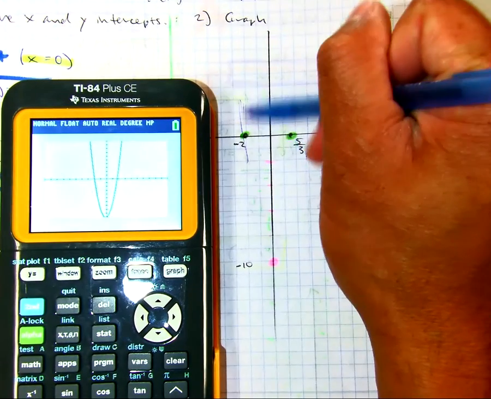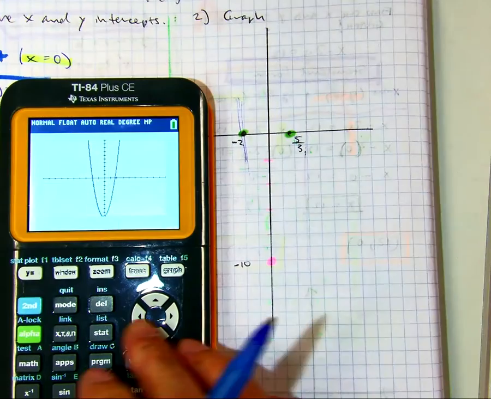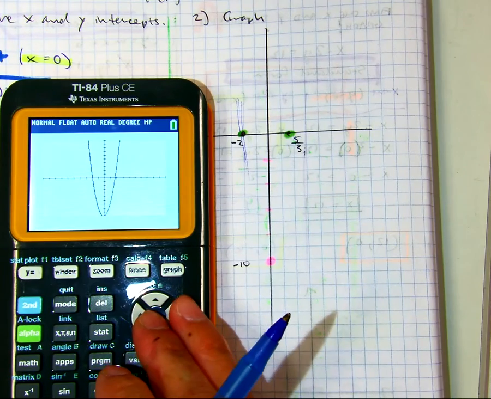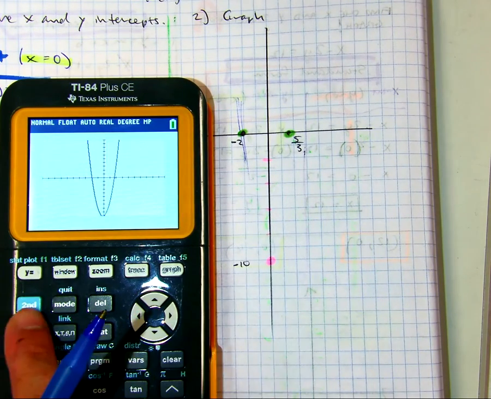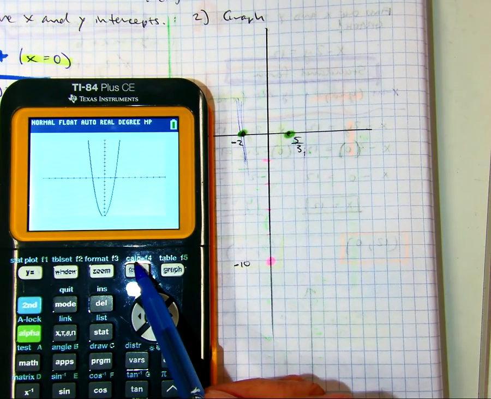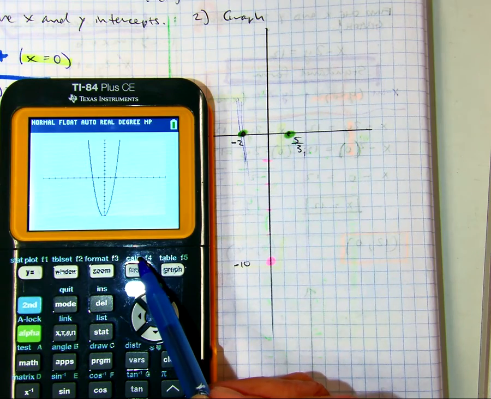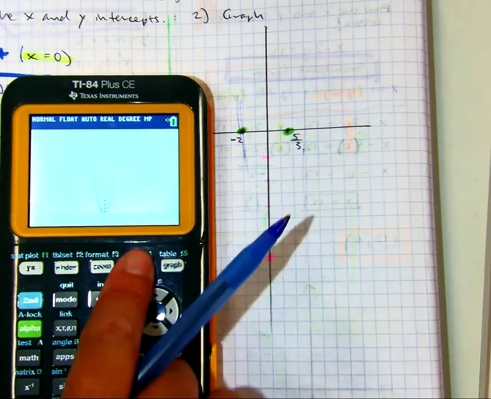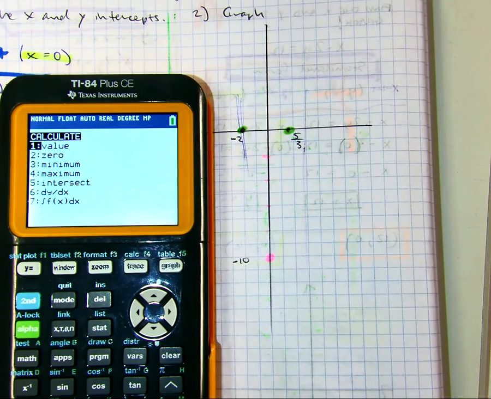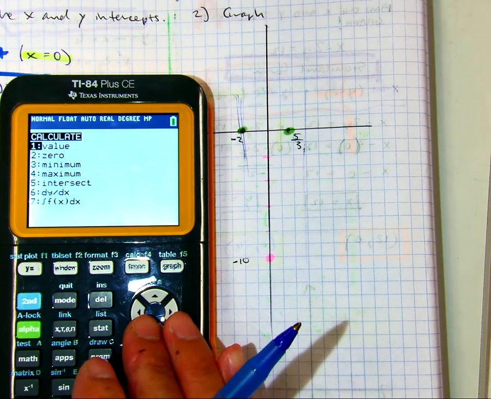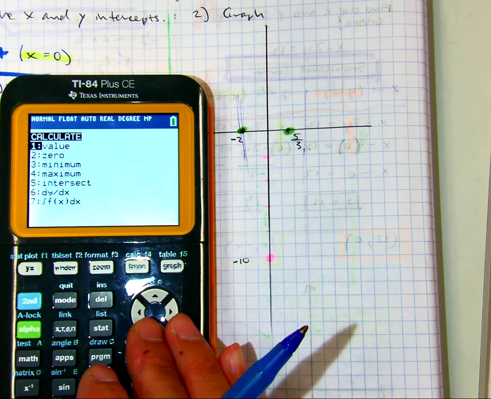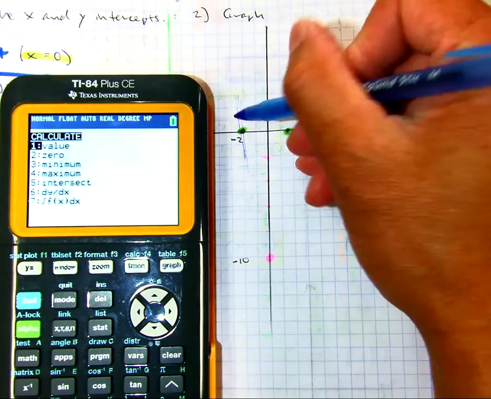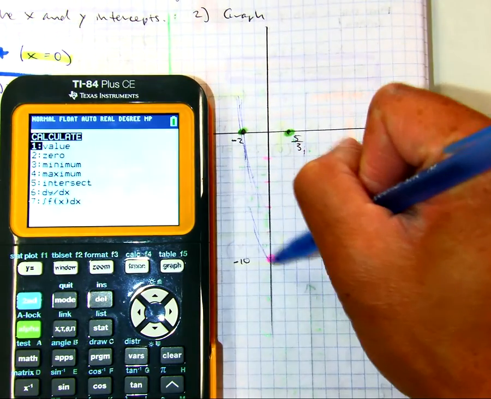So what can we do? Everyone say calculate. Do you see it? So it's in blue. So you have to press second trace. What did I say? And you're going to go down to number 3. So you can press number 3 minimum. That's what our graph looked like, right? The vertex was the lowest point, something like that. So let's go 3. Okay.